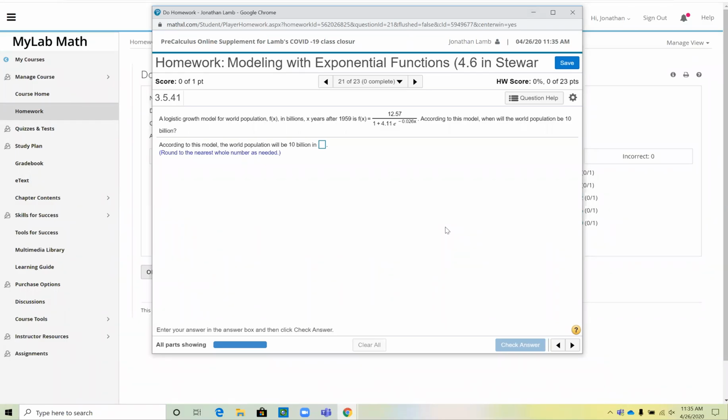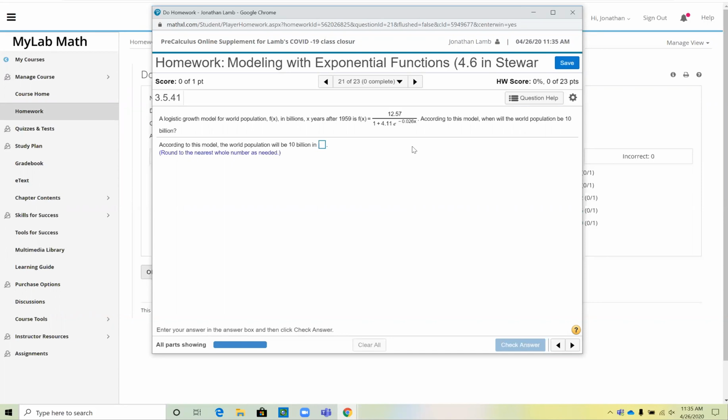Hi all, let's take a look at number 21 in the section 4.6 homework assignment. It's an excellent question someone asked here. It says a logistic growth model for the world population. That world population is defined to be f of x, measured in billions, x years after 1959. Now f of x is equal to 12.7 divided by 1 plus 4.11 e to the negative 0.026x power.